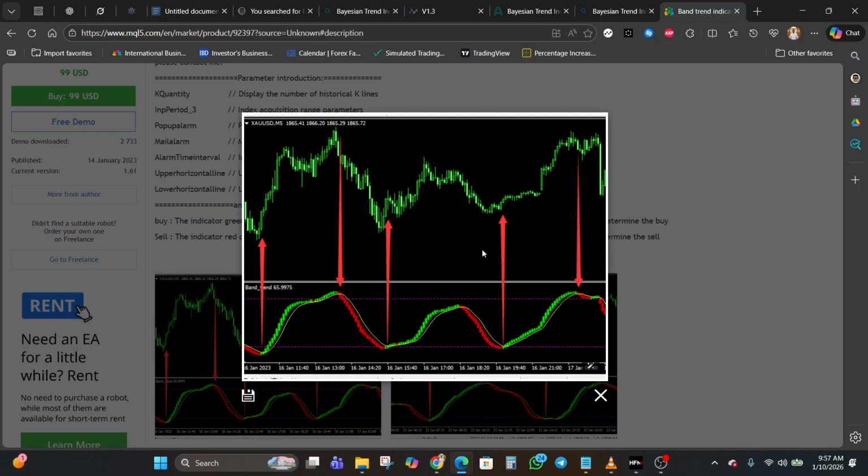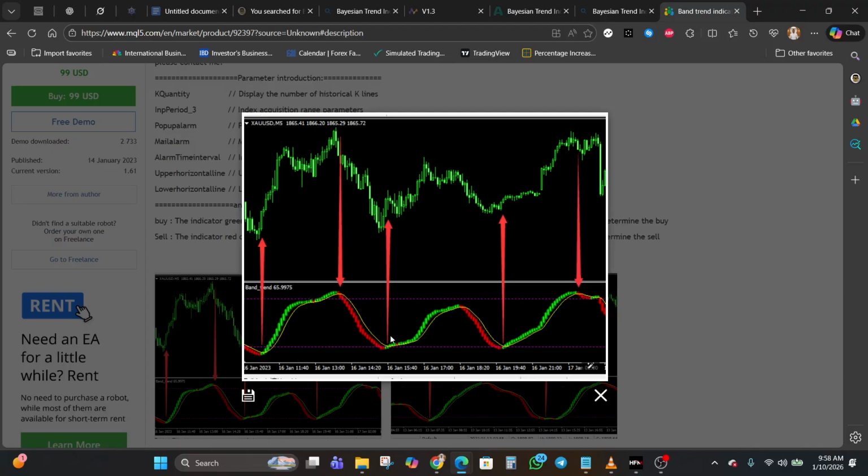Ensure that you always pay attention to your price action as well. Of course, you should get confirmations, perhaps chart pattern confirmations or candlestick pattern confirmations that will support the signal given to you by the band trend indicator.